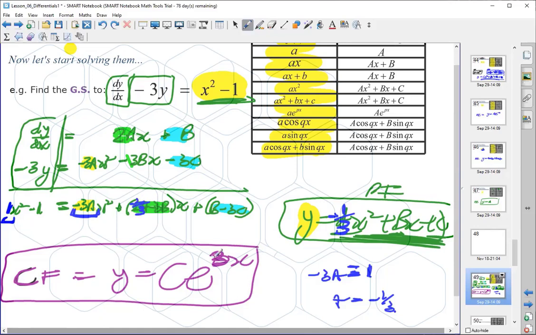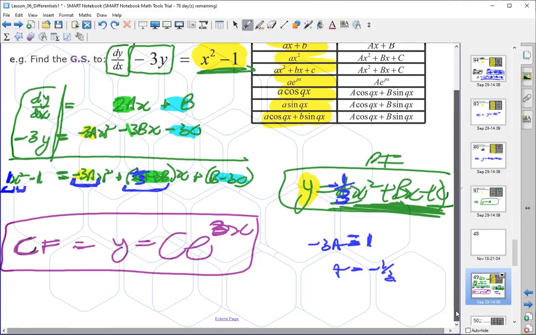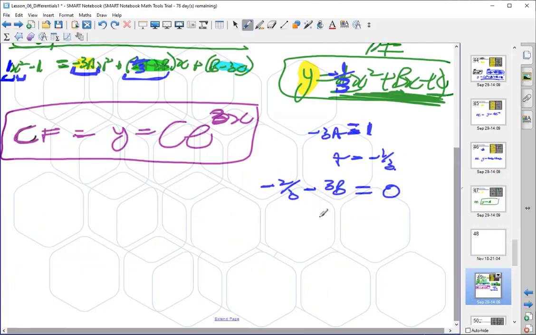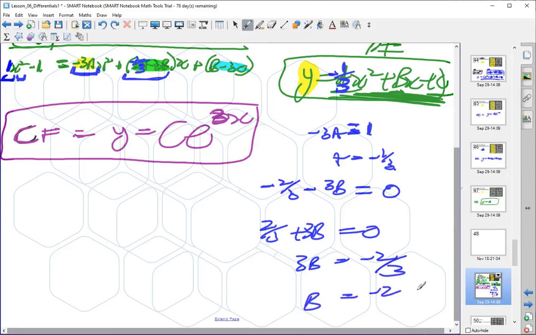Okay, what's the number in front of the x here? Well, there's no x here at all, so the number in front of the x is 0. And what's the number in front of the x here? Again, they've got to match up. So minus 2/3 minus 3b has got to equal 0. The number of x's on the left has got to equal the number of x's on the right. Okay, so let's times everything through by minus 1. 2/3 plus 3b is equal to 0. 3b is equal to minus 2/3, and b is equal to minus 2/9.